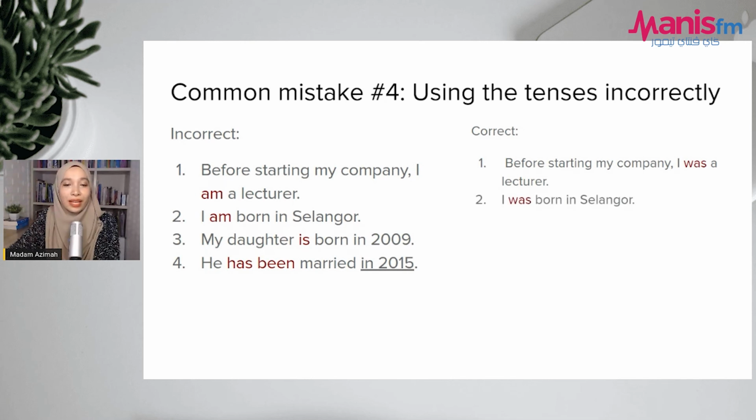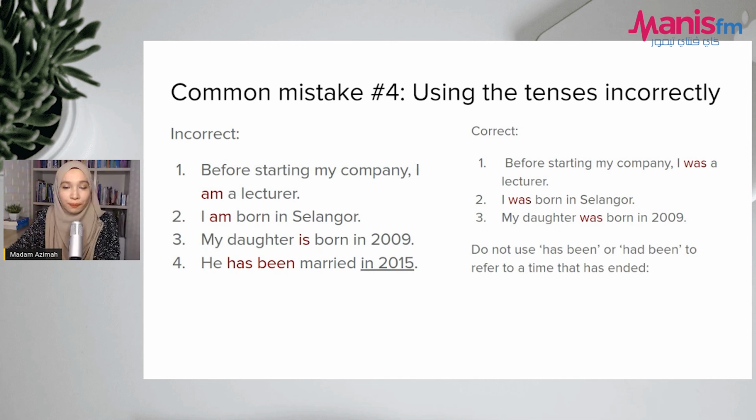What about number 3? My daughter is born in 2009. We're talking about the past, right? So you have to use was. My daughter was born in 2009. And lastly, number 4, he has been married in 2015. Now this is kind of complicated, but I have to explain it to you. So you should not be using has been or had been or have been to refer to a time that has ended.